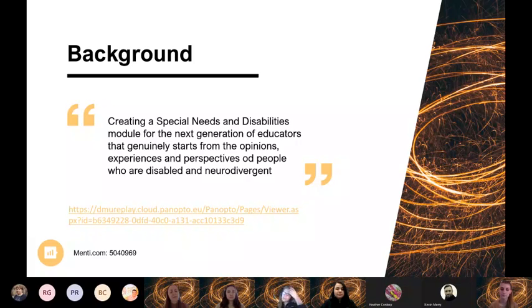So I'm relatively new in post at DMU. I started about a year ago. And one of the modules that I took on leadership for was this third year module on special educational needs and disability. So we have inclusion modules in previous years, but this is the only one that deals specifically with disability as its major theme.